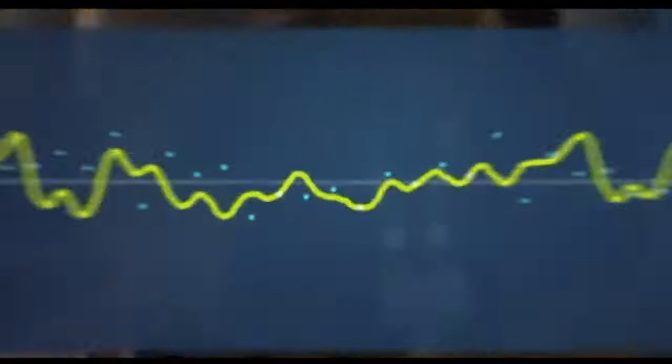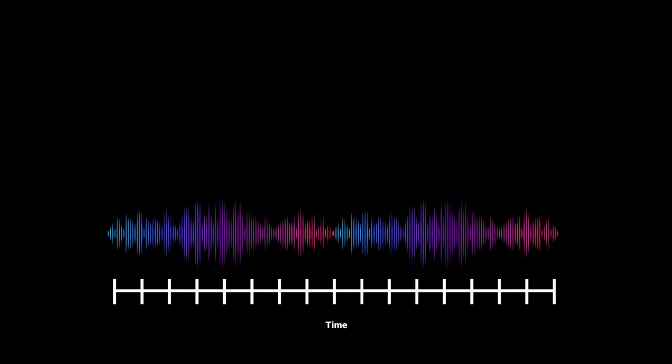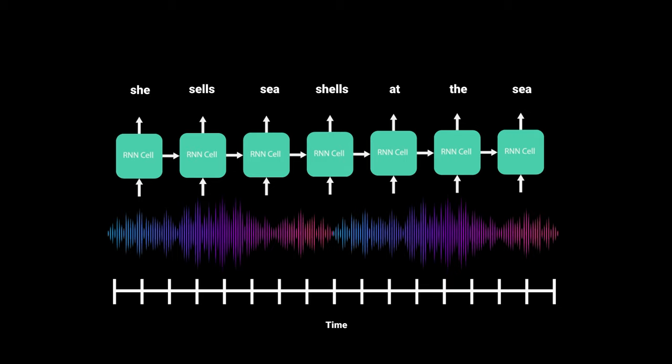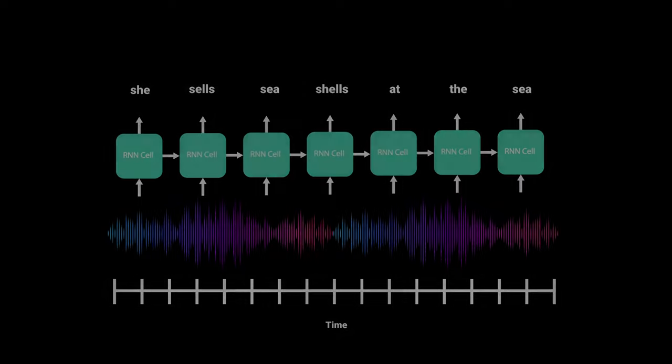Let's first consider what model we want to use by looking at the type of problem we are trying to solve. Speech is a naturally occurring time sequence, meaning we need a neural network that can process sequential data. The neural network also needs to be lightweight in terms of memory and compute because we want to run it in real time on everyday consumer machines. Recurrent neural networks, or RNNs for short, are a natural fit for this task as they excel at processing sequential data even when we configure them to be a smaller network size. So we'll use that as our acoustic model.